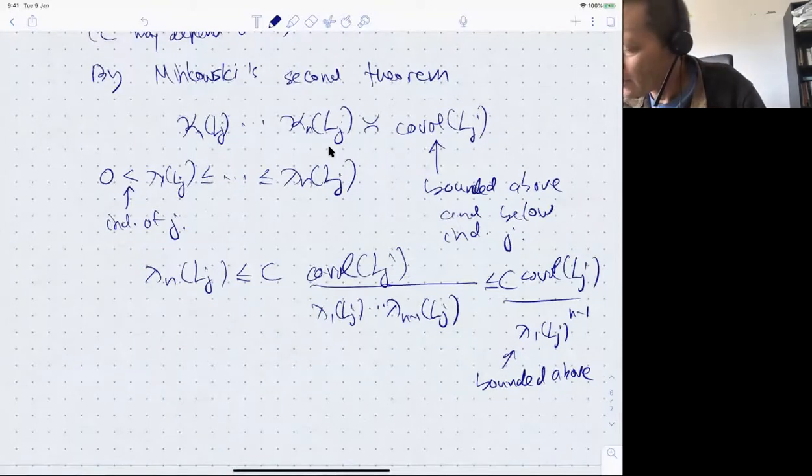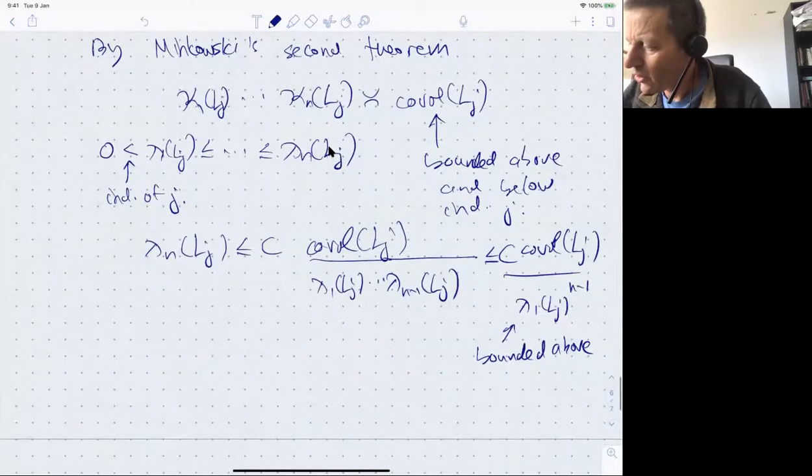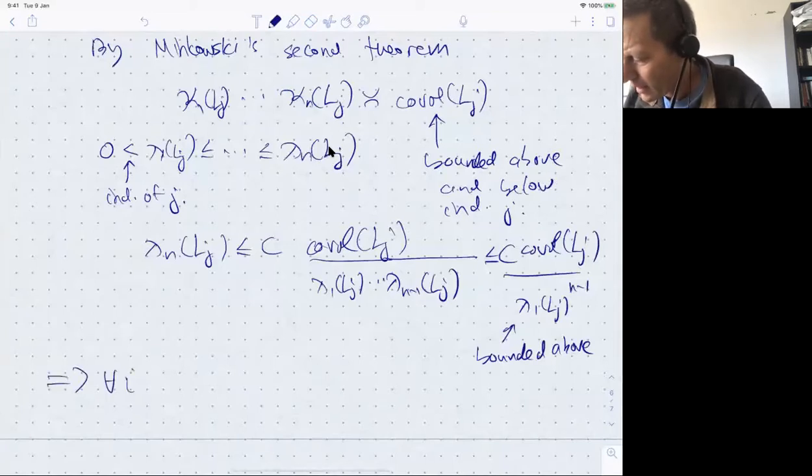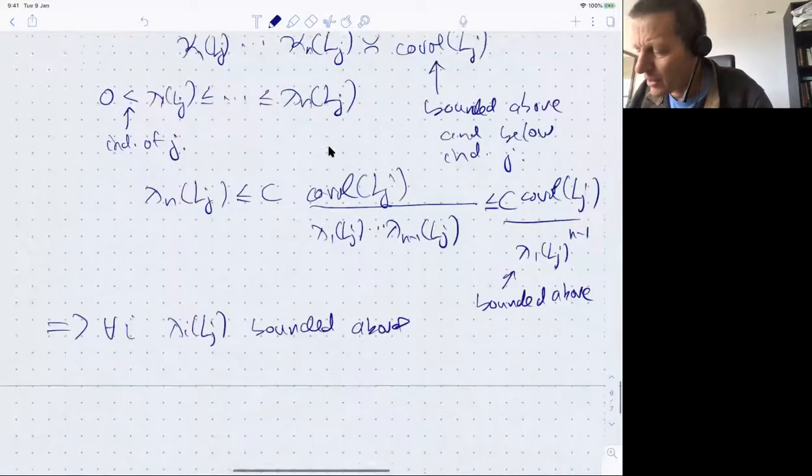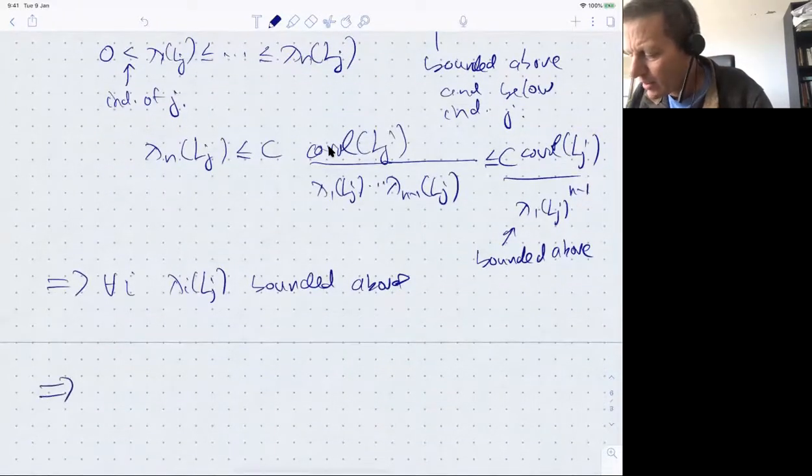And therefore, this implies for all i, the lambda i's are bounded above. Again, all the time by some number independent of j. The same is therefore true for the kappa i's.